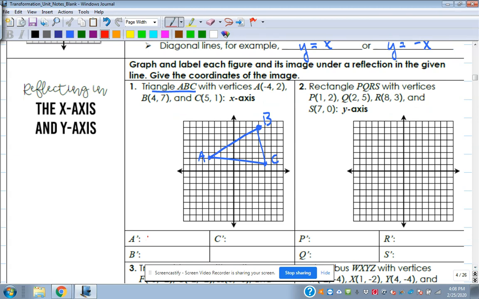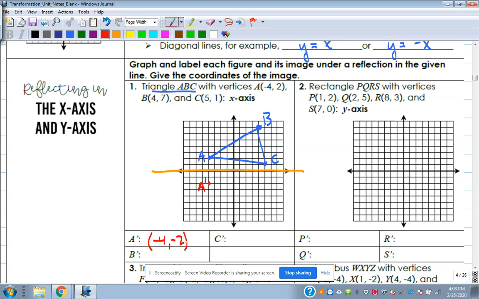So again, reflecting across the x-axis. So this is the line we're reflecting across. And I'll draw it maybe in orange. Can you see that? Yeah, good. So that's the line we're reflecting across. And we know A prime should be 2 units below the reflection line now instead of 2 units above. So there's A prime. What's that ordered pair?